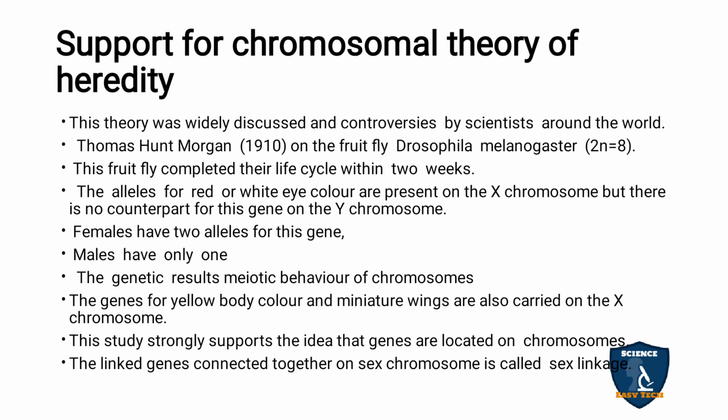The genes for yellow body and miniature wings are carried by the X chromosome. This supports that genes are located on the chromosome. It strongly supports the chromosomal theory of inheritance, and the genes linked mainly on the sex chromosome are called sex-linked genes, or sex linkage.